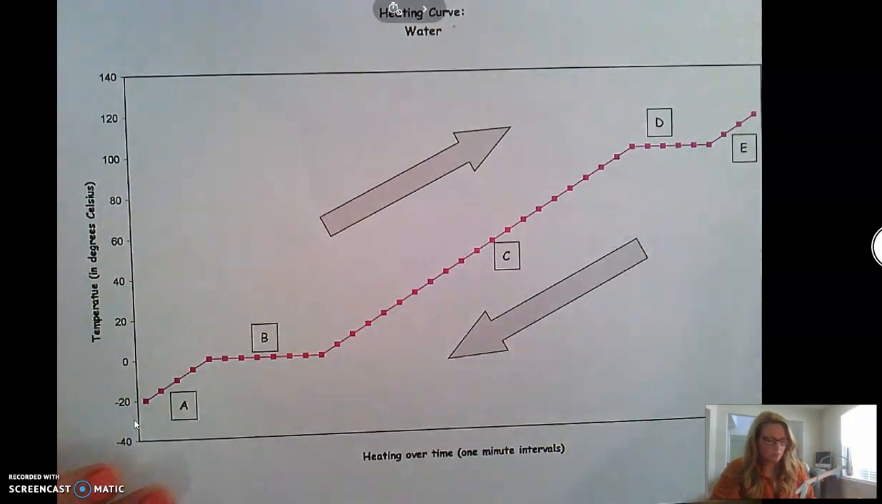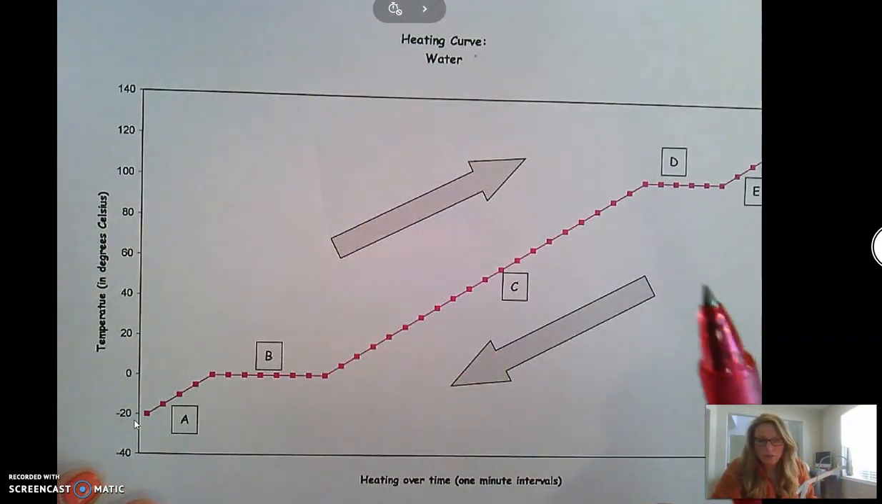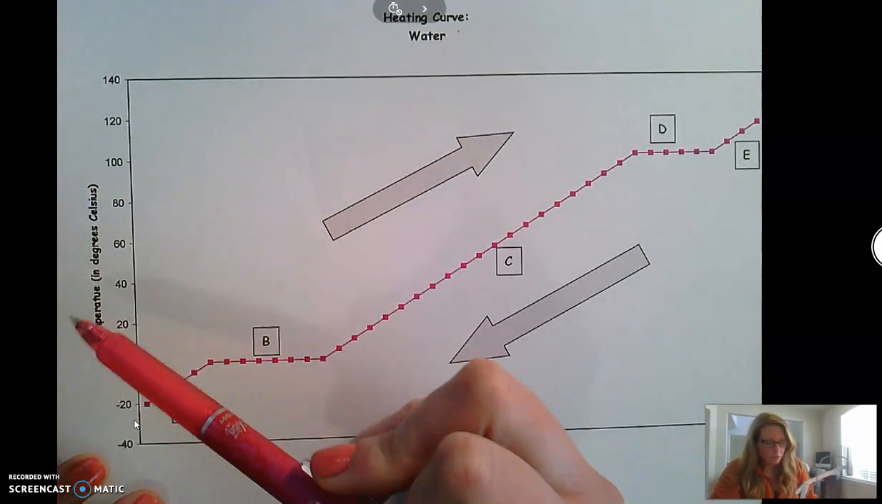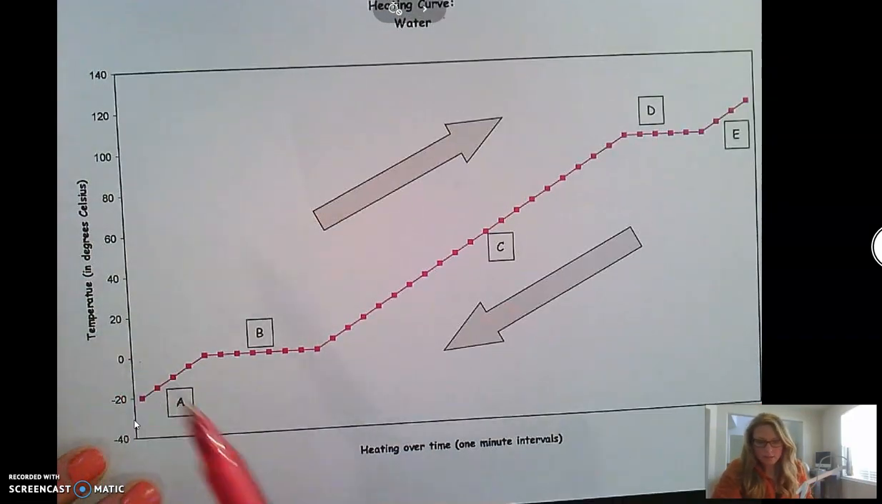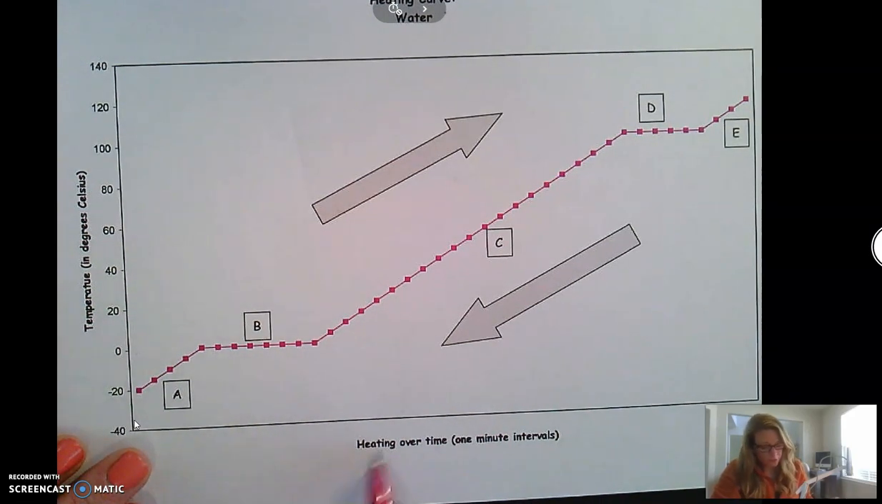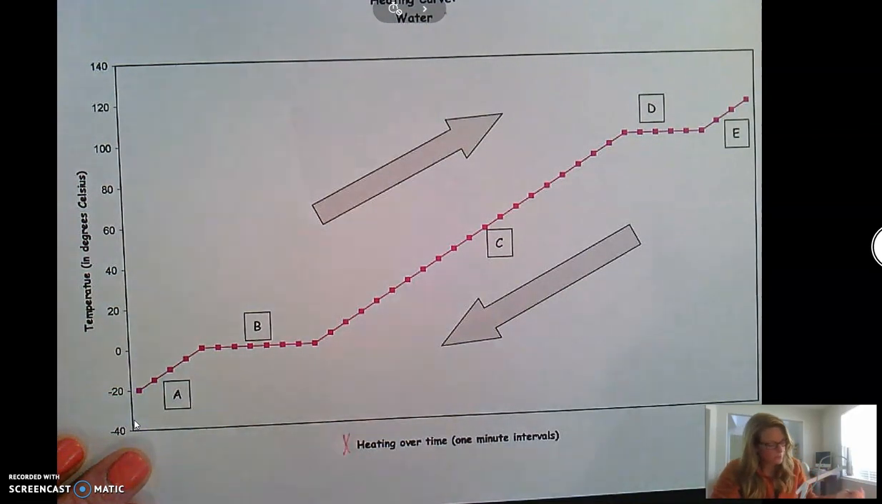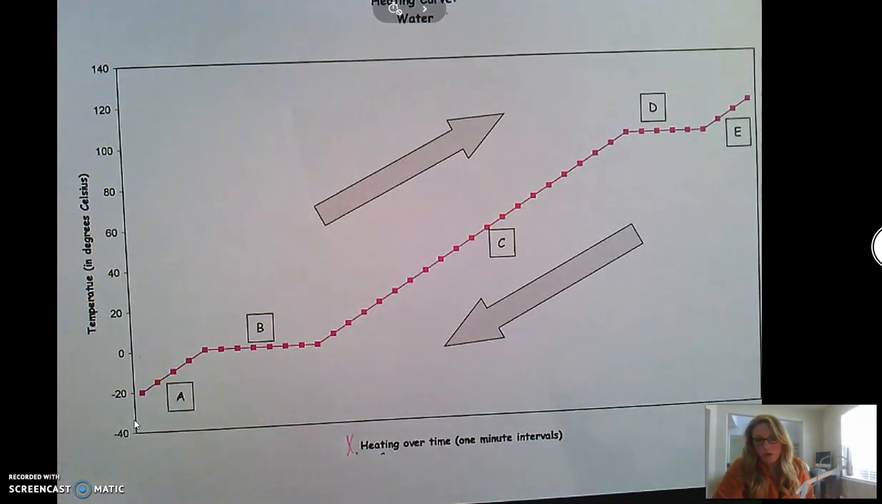First of all, let's look at the two things that we have here. It says it's the heating curve of water, heating meaning you're heating it up. And then you have your x-axis and your y-axis. So take a look really quickly. And down here on your x-axis, you've got the heating over time. So that means we're heating it over time.